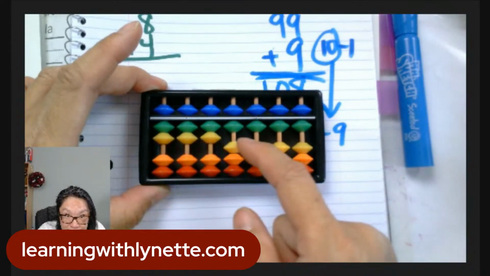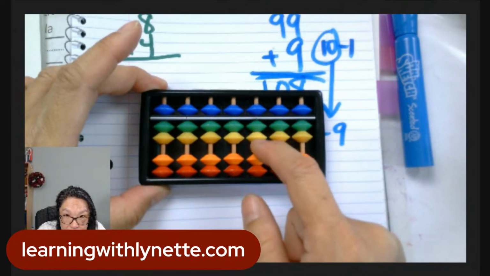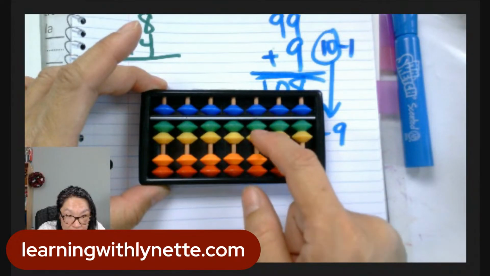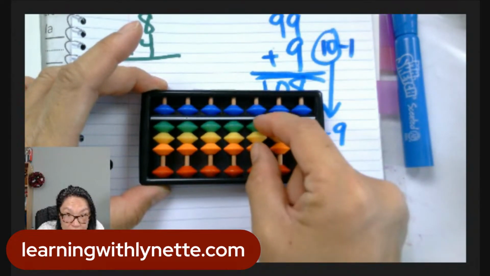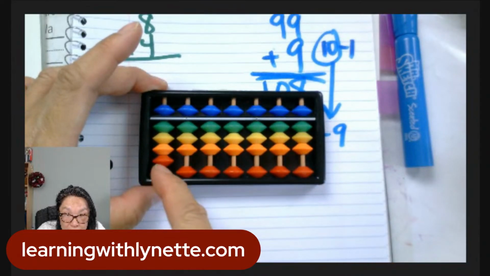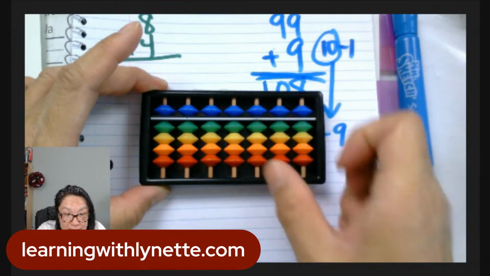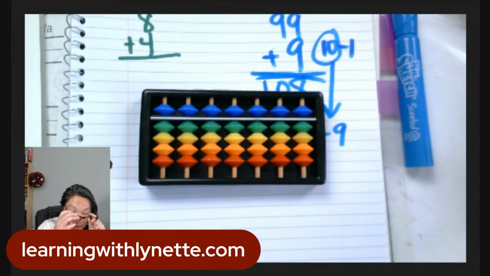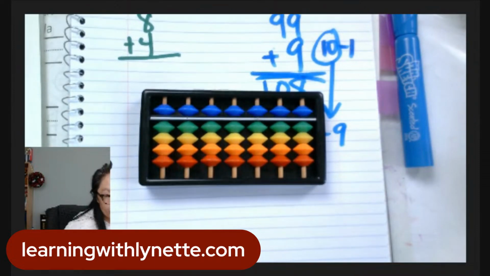This is 7. 5 plus 2, you see 2 and then there's 5. This is 8. 5 plus 3 is 8, and then 9. 5 plus 4 is 9. So what abacus does is it makes it into bite size. Easy, right? How are we doing?